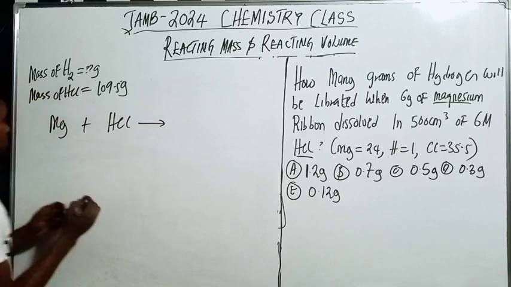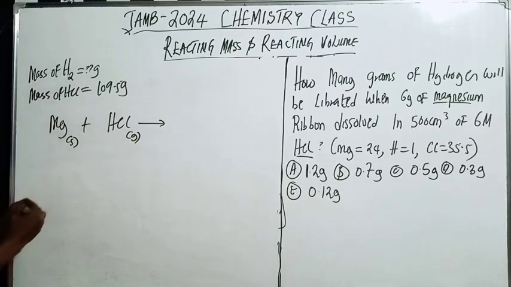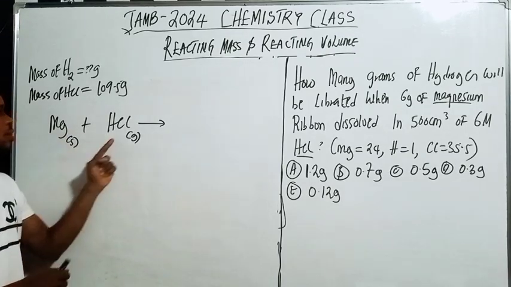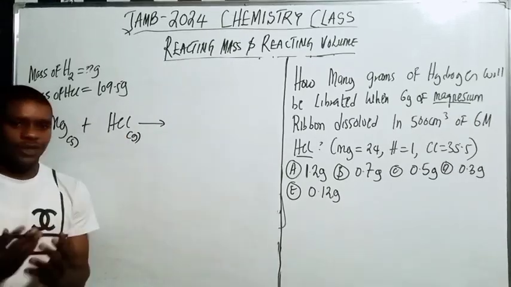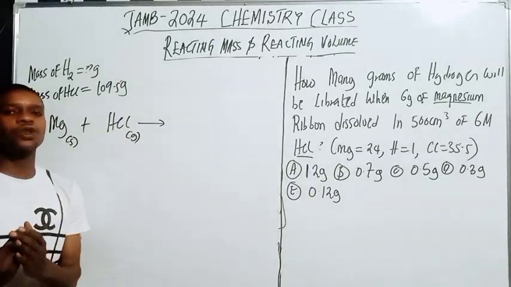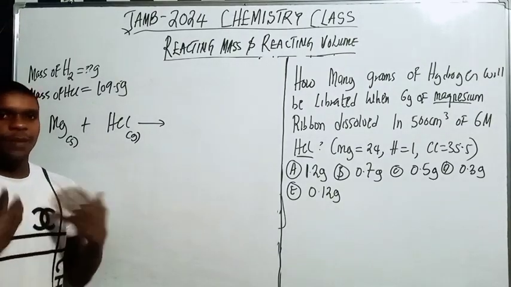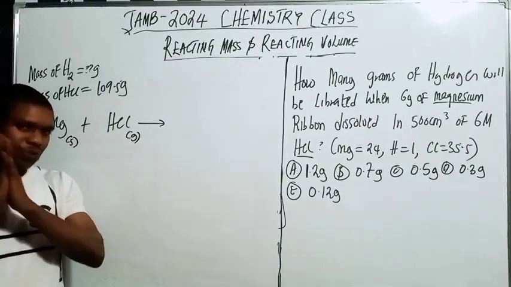Here is solid, here let me say gas, right? Now, when magnesium reacts with hydrogen chloride, what will be the product of the reaction? So that's why you need to learn how to predict the product of a chemical reaction. In my next video, I'm going to teach you how to predict the product of a chemical reaction.